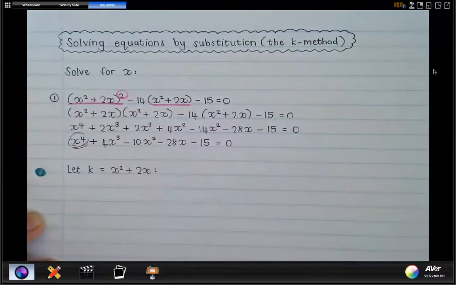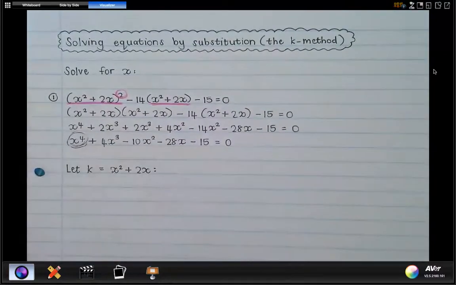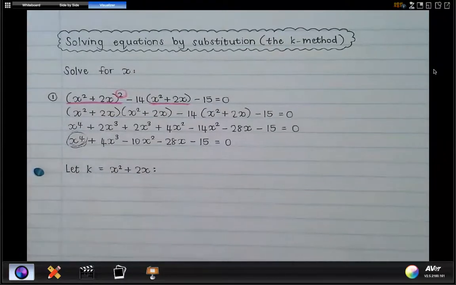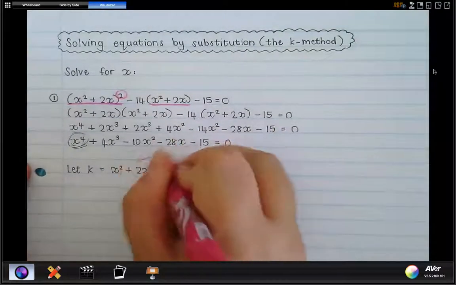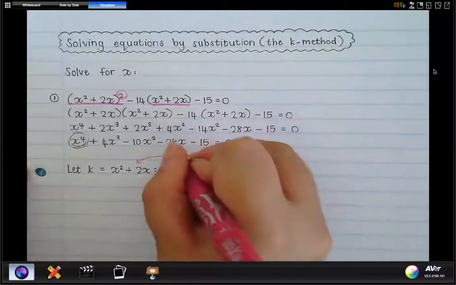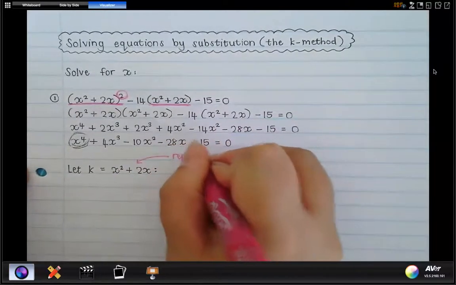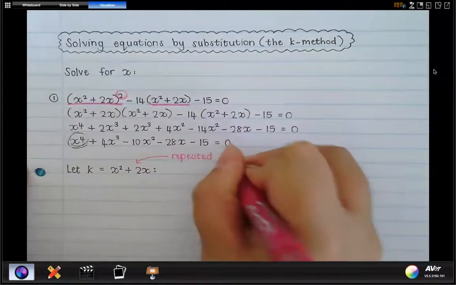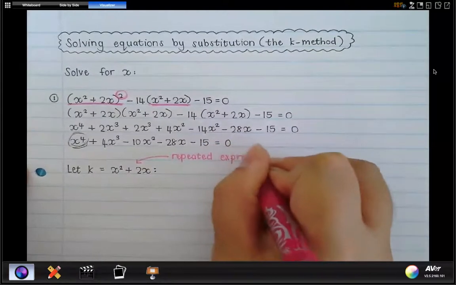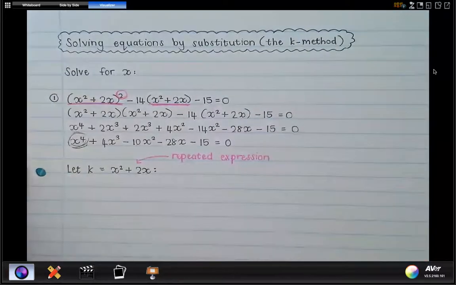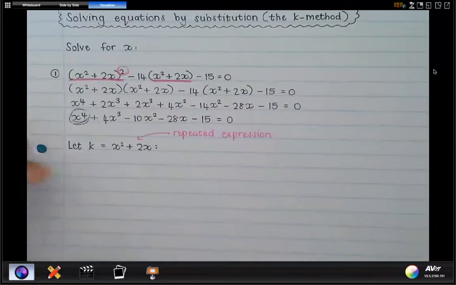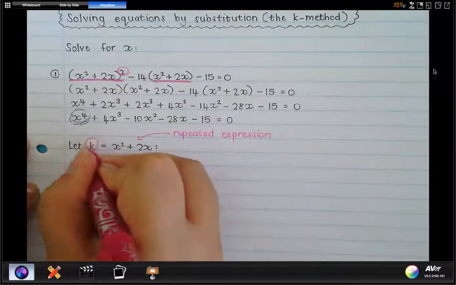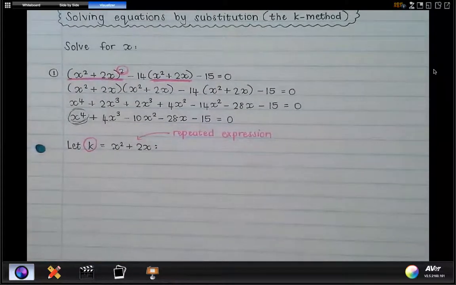We are introducing a new variable. We are introducing a k. There was no k in this equation to start with. We are taking the repeated bracket, the repeated expression. I'll add that in here. X squared plus 2x is a repeated expression. It might not always be in brackets, but it's a repeated expression. So we are taking that repeated expression and making it equal to another variable. You can actually use any letter that you want, but k is usually what I go with.